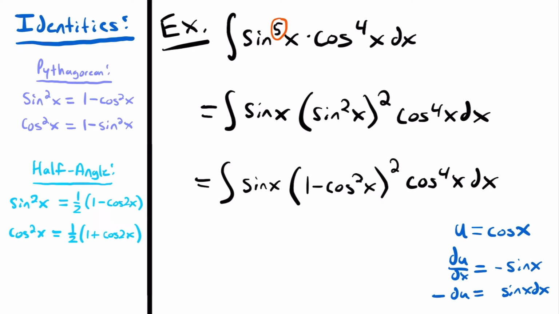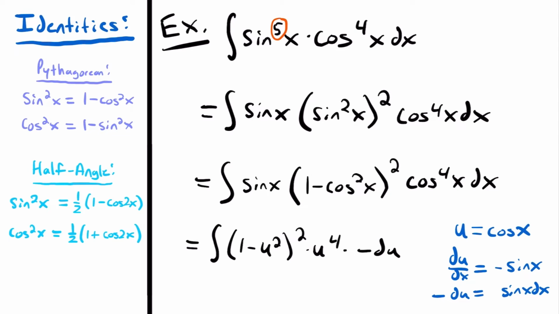and so we could replace sine x dx with negative du. And so if we do that and rewrite this integral in terms of u, this will be equal to the integral of 1 minus u squared, squared, times u to the 4th power times negative du. Right? We replaced cosine squared x with u squared because u is equal to cosine, so cosine squared x will be u squared. And in the same way, cosine to the 4th power of x will be u to the 4th power, and then we replaced sine x dx with negative du.